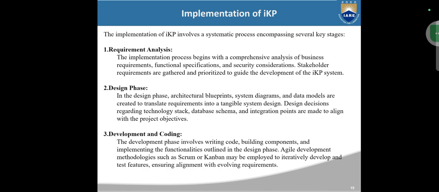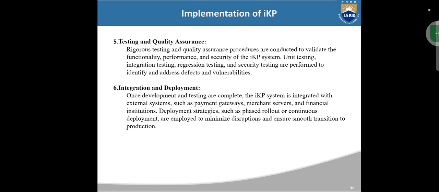Step 3, Development and Coding. The development phase involves writing code, building components, and implementing the functionality outlined in the design phase. Step 5, Testing and Quality Assurance. Rigorous testing and quality assurance procedures are conducted to validate the functionality, performance, and security of the iKP system. Unit testing, integration testing, regression testing, and security testing are performed to identify and address defects and vulnerabilities.